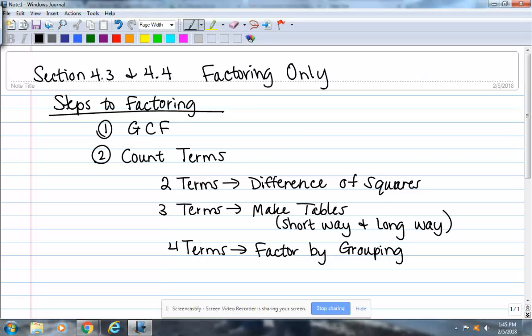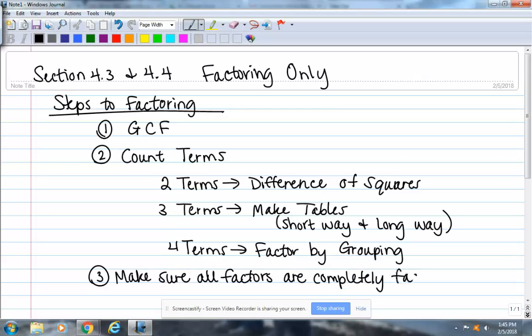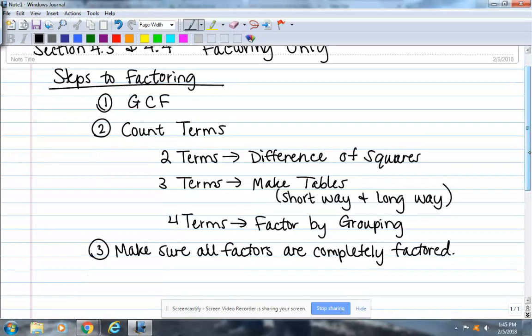And the last thing you have to do when you're factoring, after you count your terms and factor accordingly, is make sure all of your factors are completely factored. So that's how we make sure our answer is in simplest form. So those are our 3 steps to factoring. Step 2 has different little branches, different directions we can go. So if you know those steps to factoring, when you come across a problem, you'll know exactly what to do.